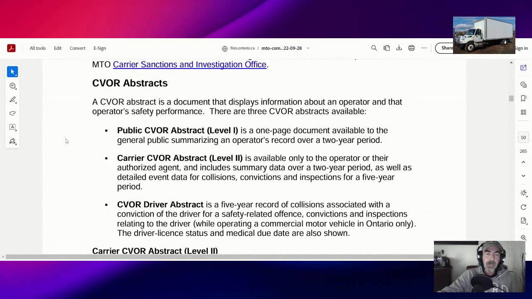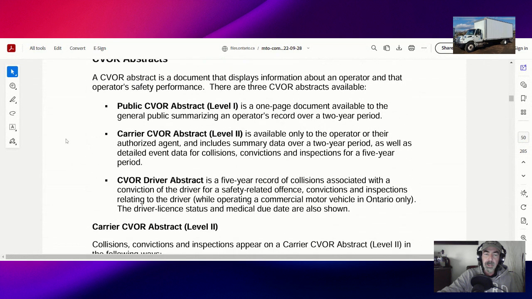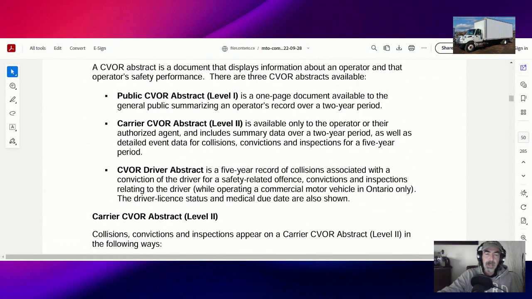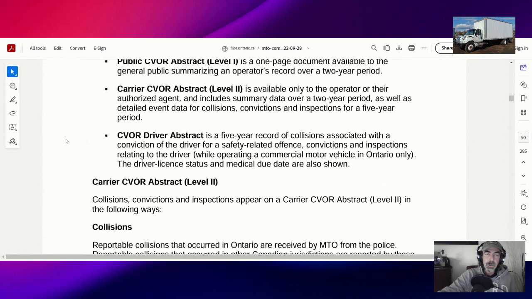CVOR Abstract. A CVOR abstract is a document that displays information about an operator and that operator's safety performance. There are 3 CVOR abstracts available. Public CVOR abstract level 1 is a one-page document available to the general public summarizing an operator's record over a 2-year period. Carrier CVOR abstract level 2 is available only to the operator or their authorized agent and includes summary data over a 2-year period, as well as detailed event data for collisions, convictions, and inspections for a 5-year period.